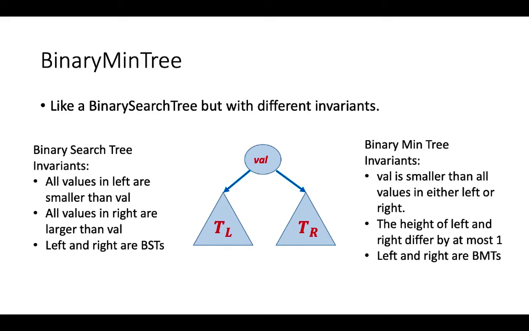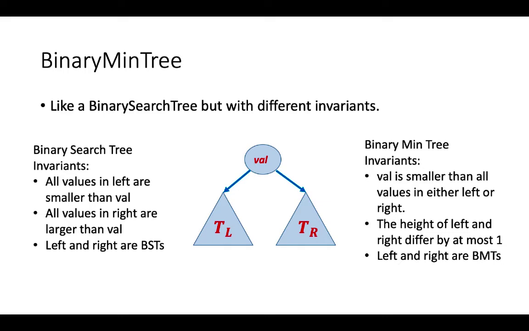We can think of a binary min tree in exactly the same way. They're just different rules, right? And so the rule for a binary min tree is the value at the top is smaller than either the values on the left or the values on the right. And that's it. We don't need any other rule. We don't need everything on the left to be smaller than everything on the right. We just need everything below us to be bigger than the thing that is at the top. Right? So that's one rule.